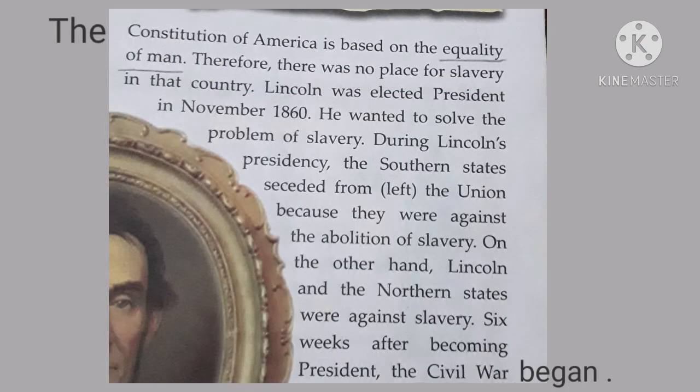The Constitution of America is based on the equality of man. Therefore, there was no place for slavery in that country. Lincoln was elected president in November 1860. He wanted to solve the problem of slavery.